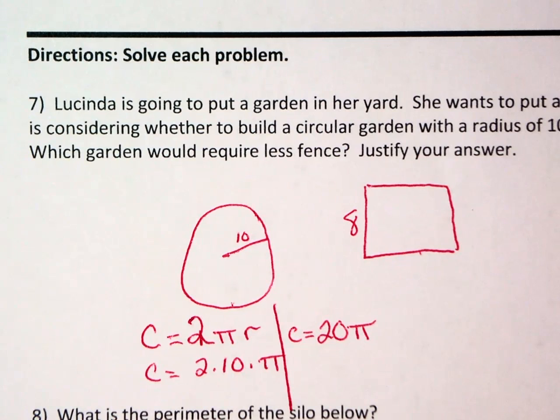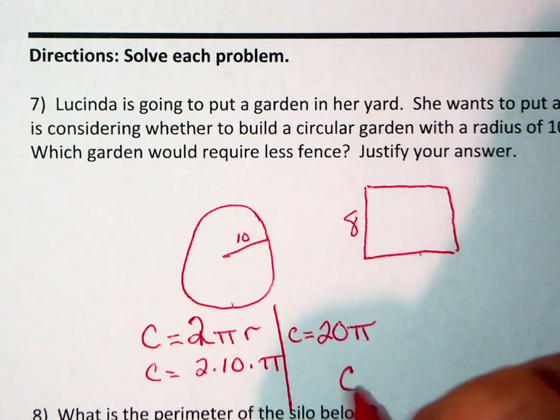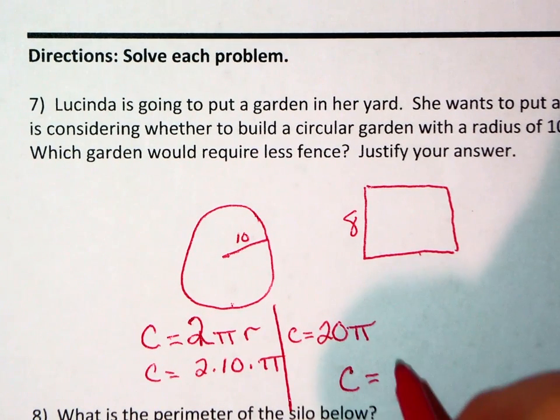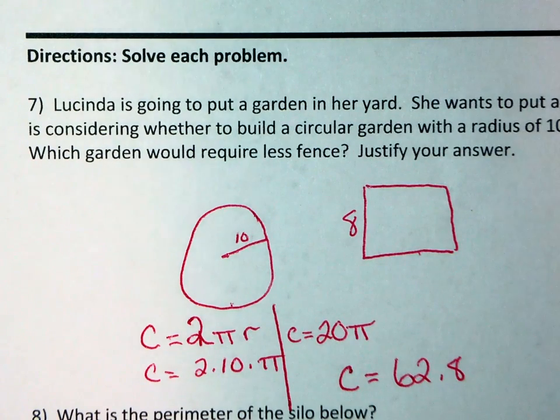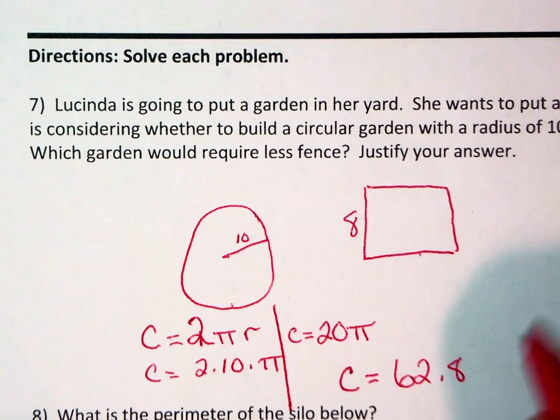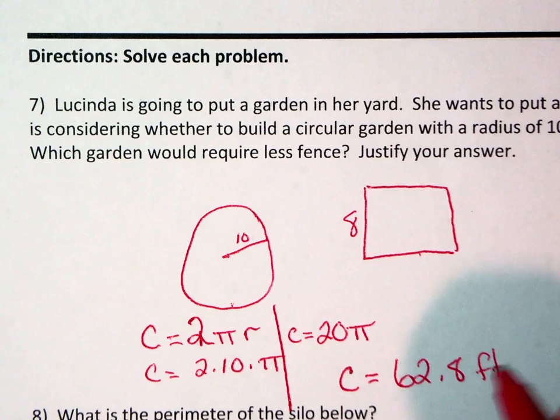And I'm going to use my approximated value of 3.14 for pi and multiply that by 20. And so I know my circumference is approximately 62.8 feet.